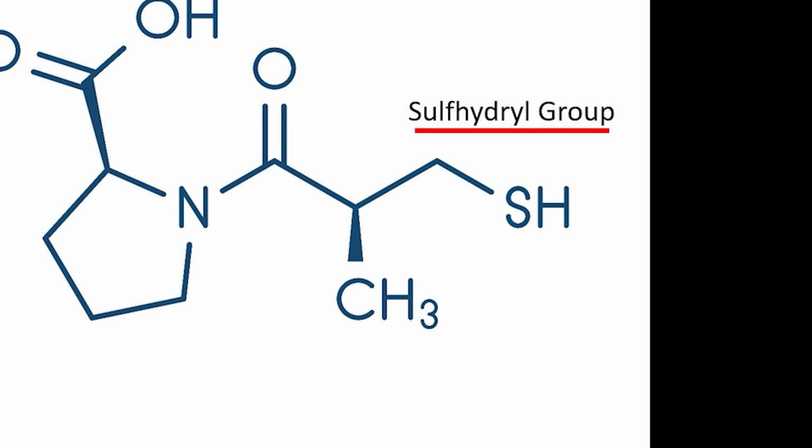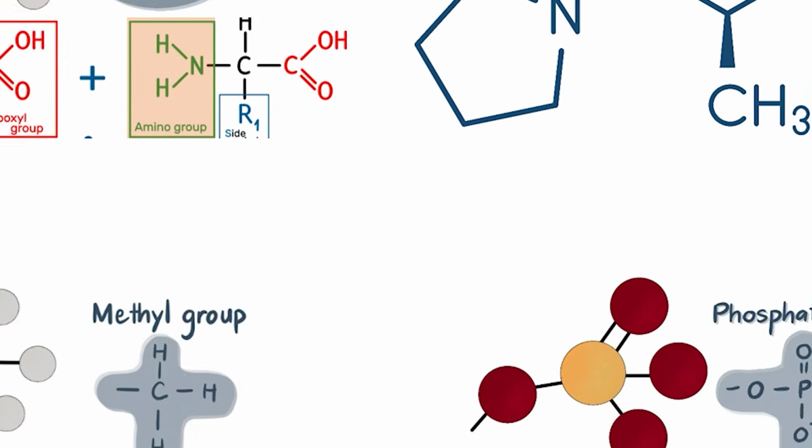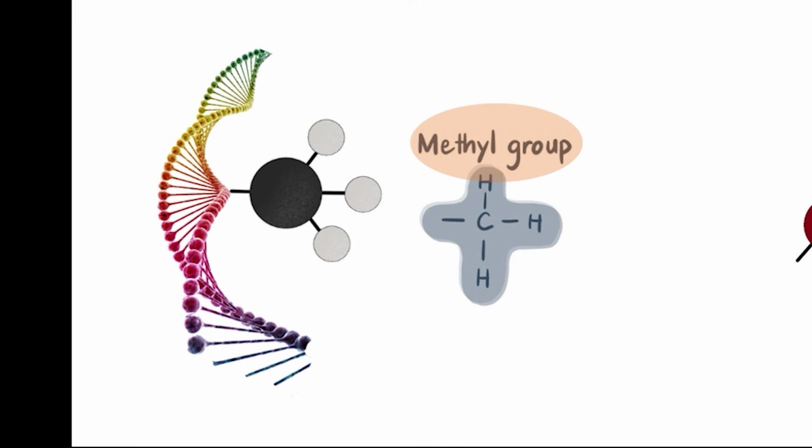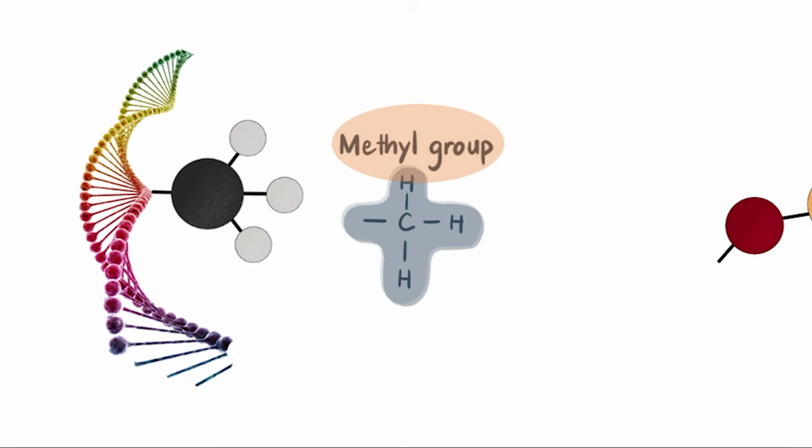Sulfhydryl groups can form cross-links with other sulfhydryl groups in other molecules. This is used by many proteins to create a rigid 3D structure. Methyl groups are not reactive, but they serve many roles within a cell. For instance, DNA methylation makes the cell ignore certain genes in the DNA code.